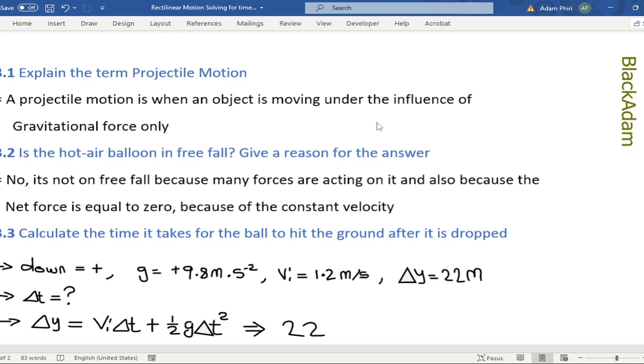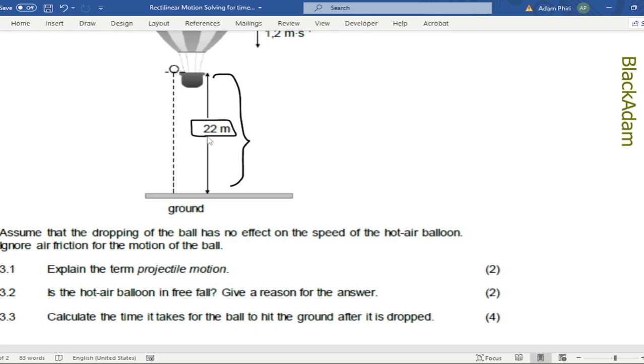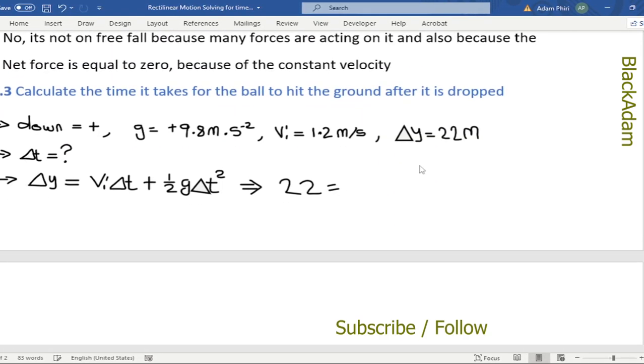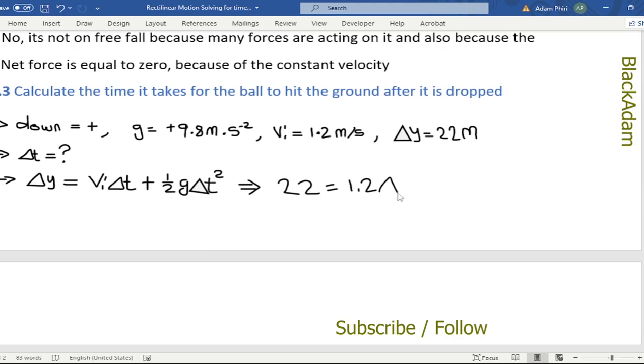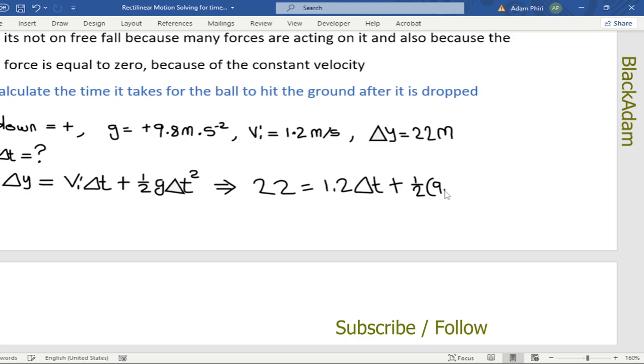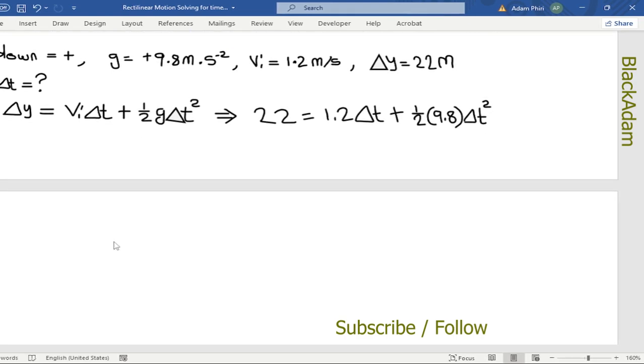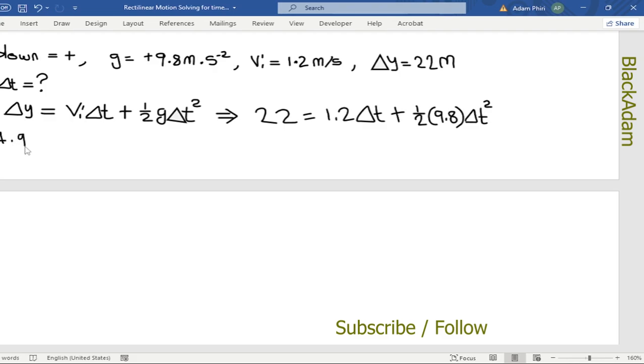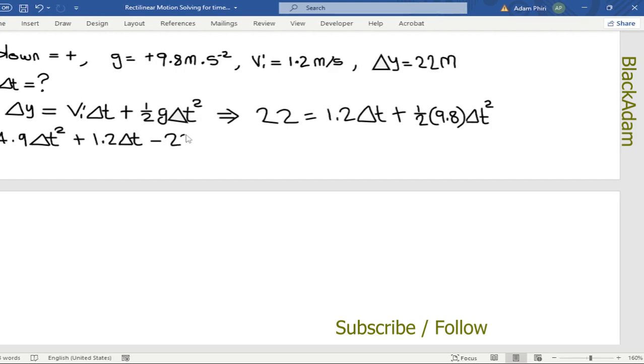That's part of the data missing up there before we solved it, but we did know that there's 22 meters, that's displacement. And then we have 1.2 VI, change in time we don't know, plus a half, and then that is 9.8, and then that is change in T squared. Then from there that will give us 4.9. So we simplify the equation above. That will be 4.9 T squared plus 1.2 change in T, and then minus 22 to give us 0.